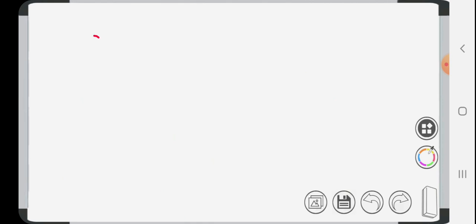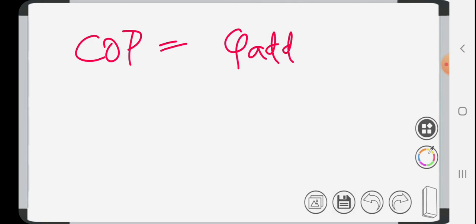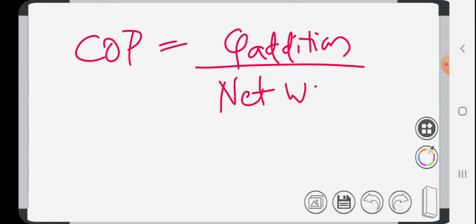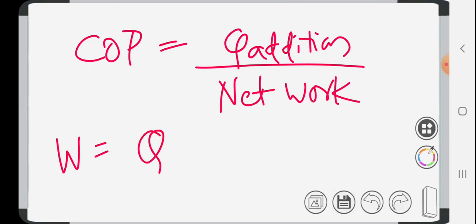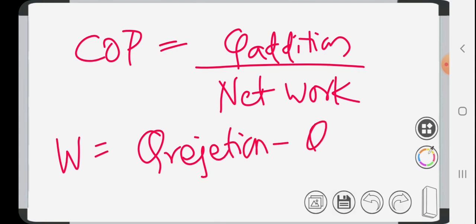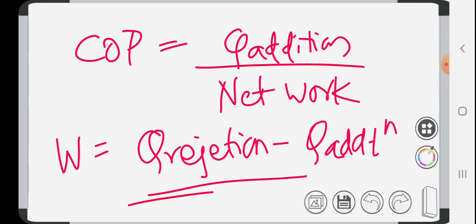you cannot write, while deriving COP equal to desired effect, Q addition by net work, right? We write like this, right? So while finding work, actually in the previous case, we have written it like Q rejection minus Q addition, right? Q rejection minus Q addition. Okay.